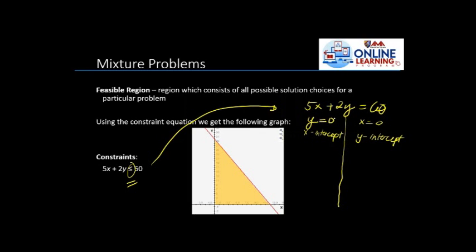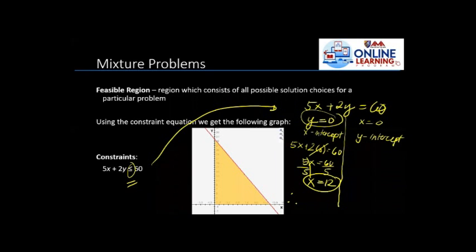Now, substitute lang. 0 ang y. So, that is 5x plus 2 times 0 equals 60. Cancel ito kasi 0 yan. That is 5x equals 60. Divide both sides by 5. So that is 12. To get the x-intercept, gagawa ka ng ordered pair. Therefore, yung x natin is 12, yung y natin is 0. So sa graph, this is (12, 0).